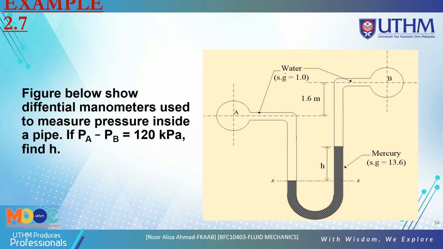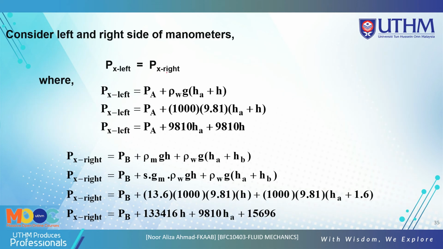Okay, for this figure, below shows a differential manometer used to measure pressure inside a pipe. If PA minus PB is 120 kilopascal, find H, to find the H here. This is water, so the SG of water is 1. This is mercury. So you must consider the left side here with Pascal's law, and this is the right side. So you use the left side and right side here.